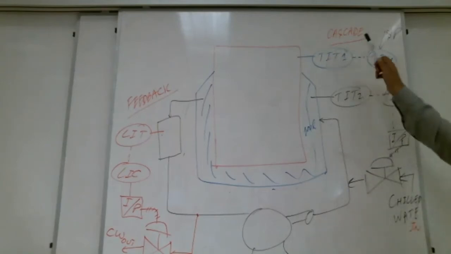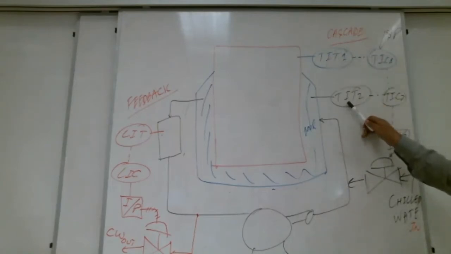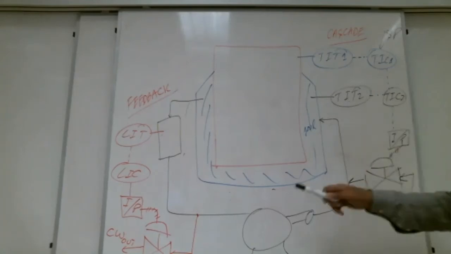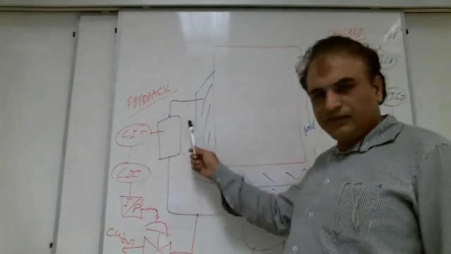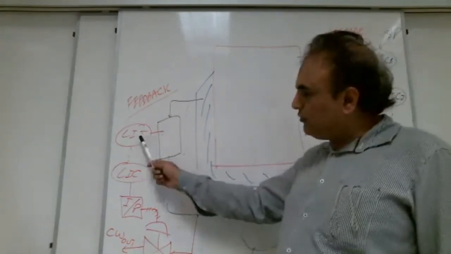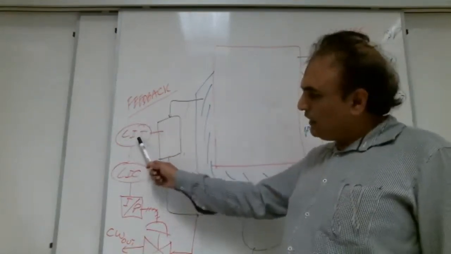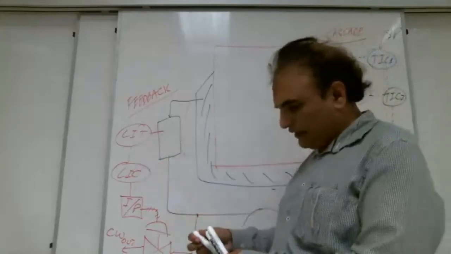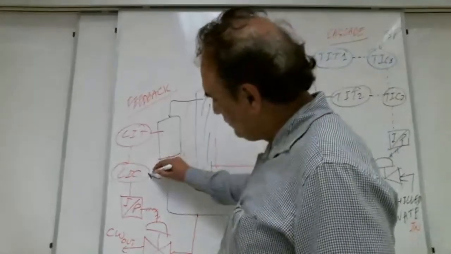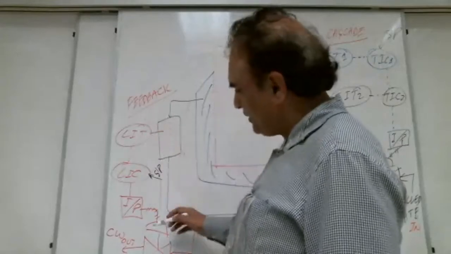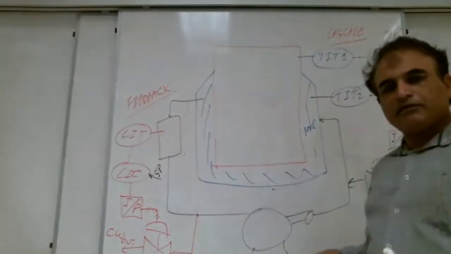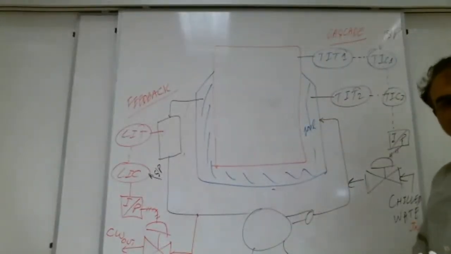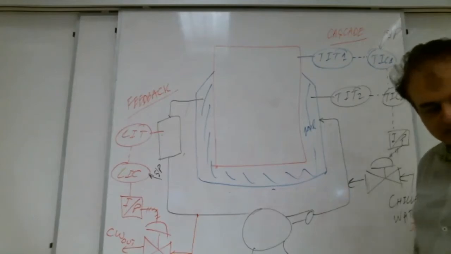Primary variable is also temperature. Secondary variable is also temperature. Right, Shabab? Right. And this side, we are controlling the level of the water in the jacket. We measure the level. If the level is more than the set point, this controller has its own set point. If the level is more than the set point, it will open this valve and the water will go out. Shubha with me? Yes.